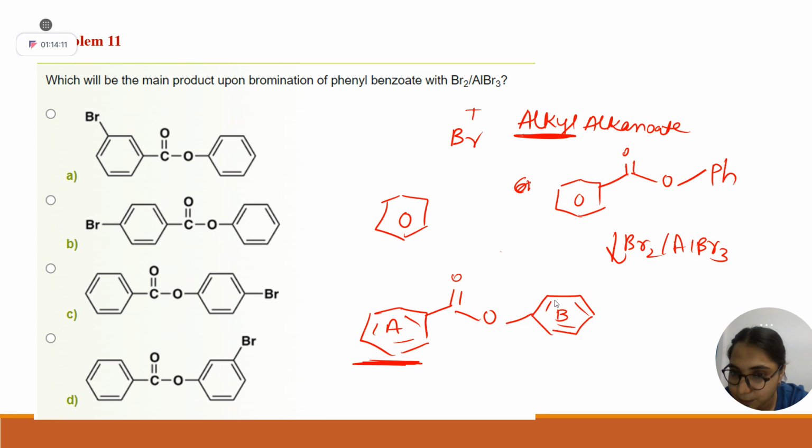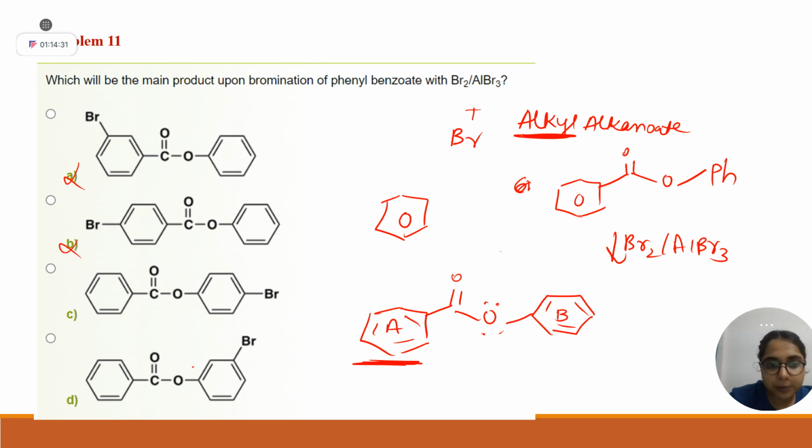B. Why? Because oxygen is attached. Exactly. And oxygen has a lone pair. It can donate its electron density, so this ring is more activated. So one thing is clear: option A is not there, option B is wrong.